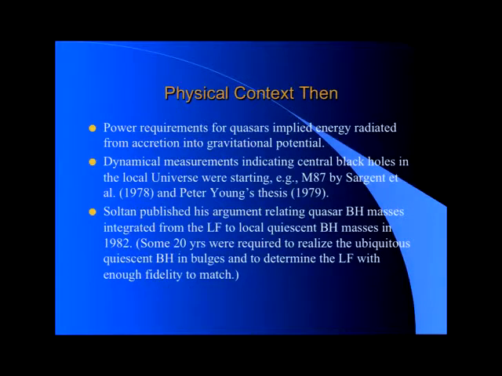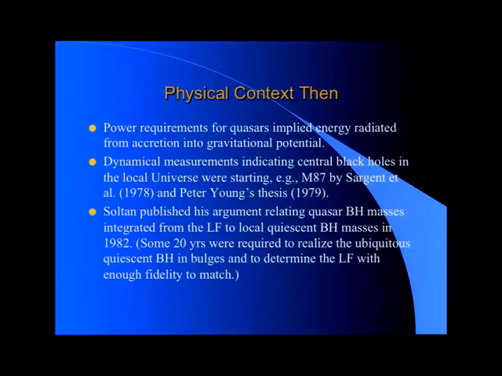Okay, what did we know then? Well, Donald is here. You knew that the power requirements and the short variability timescales just required accretion in a gravitational potential, period. Dynamical measurements indicating that central black holes were a reality were just getting started at about the same time. So there's Sargent et al.'s paper on M87 in 1978, Peter Young's thesis in 1979.